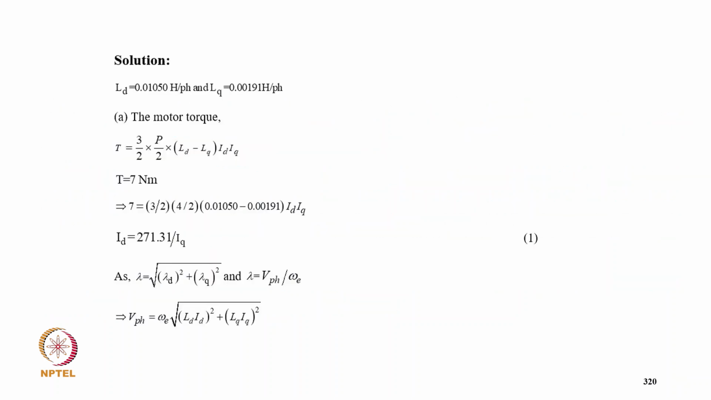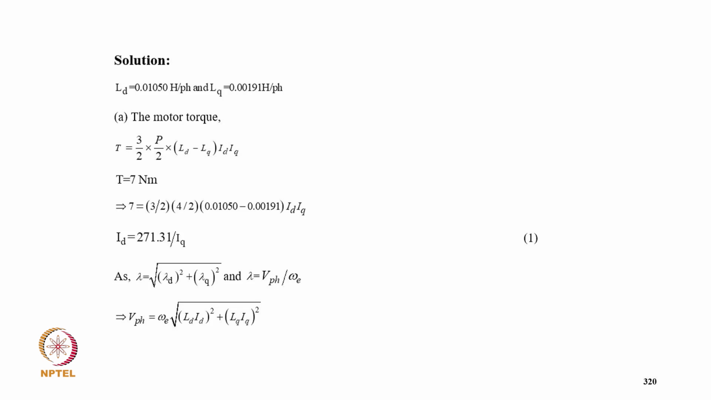So here is your solution. LD is given here, typically 10.5 millihenry, and LQ is given as 1.91 millihenry, and motor torque is calculated as 3/2 times P/2 times (LD minus LQ) ID IQ. The torque is given as 7 Newton meter.